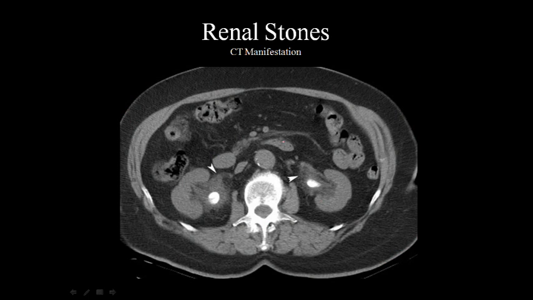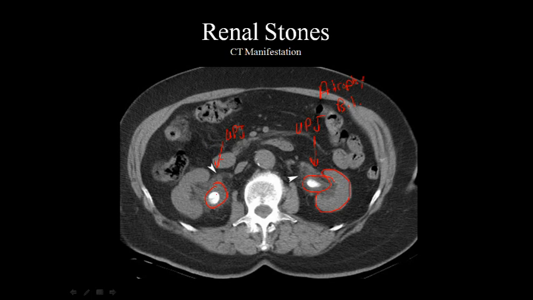Here we have bilateral calculi in the UPJ. Notice that this is UPJ for both. This one has a more oblong appearance. We see that the kidneys are very small, and this patient may actually suffer from bilateral atrophy of both kidneys, because they're very small in relationship to the patient's body habitus.